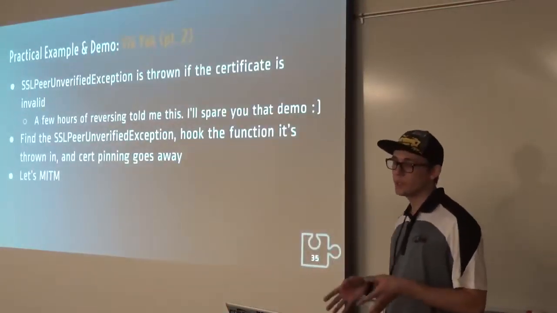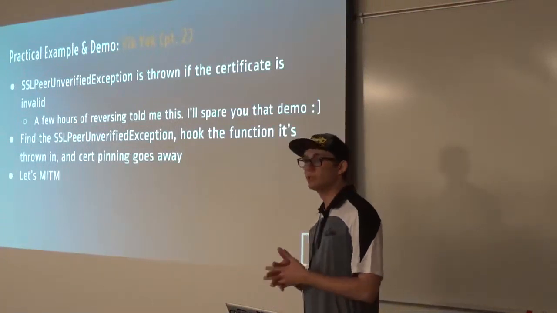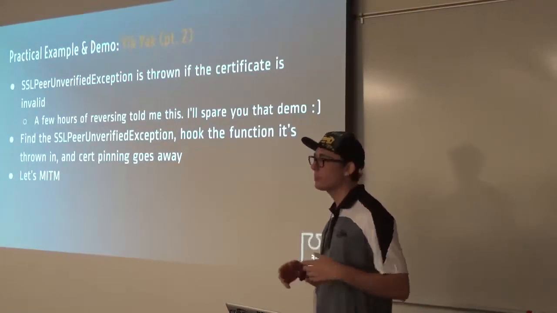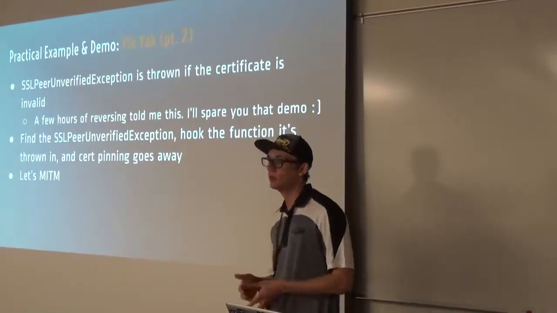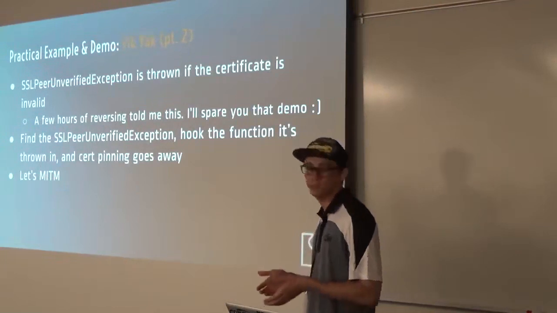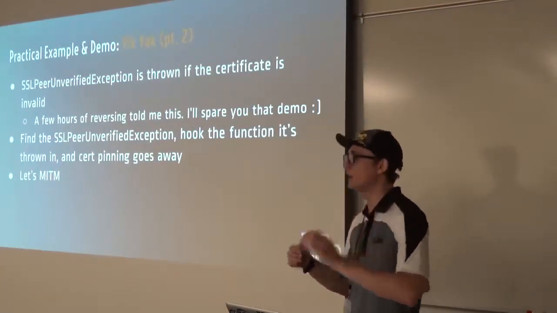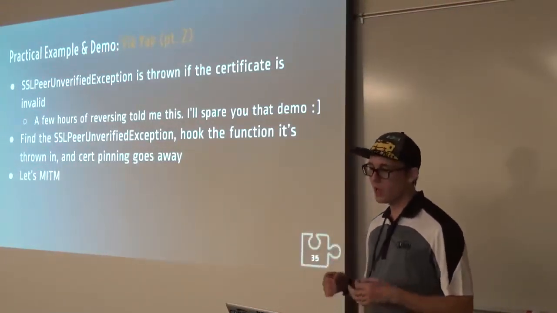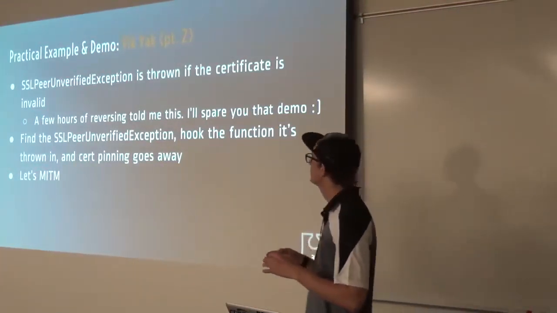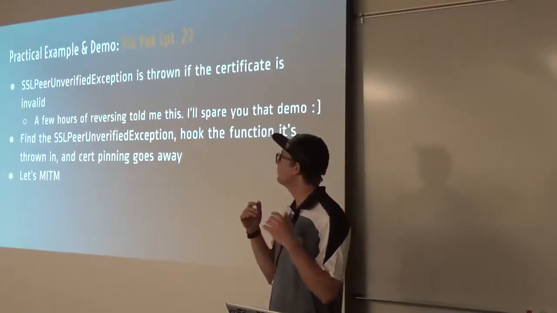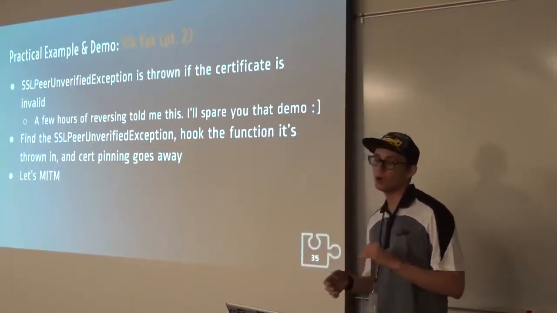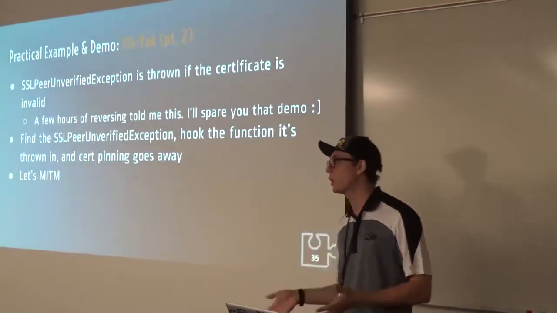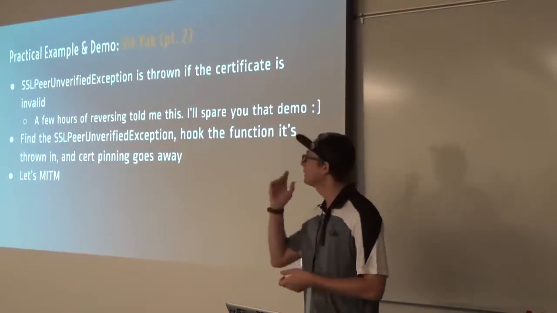So our second practical example is Yik Yak again. They employ certificate pinning. Essentially, when you open the app and you're trying to man in the middle, it will say it can't be man in the middled and tell you that you have no internet, which is obviously false because I have plenty of internet. Through a bit of reversing, I learned that the SSLPeerUnverifiedException is thrown when the certificate is unknown. So we're going to find that in the code and hook the function that's throwing that to do nothing.